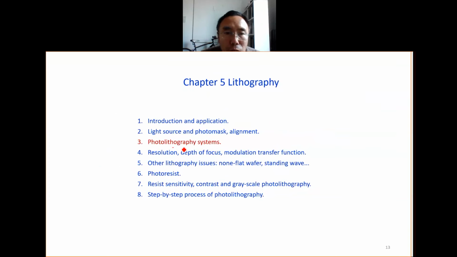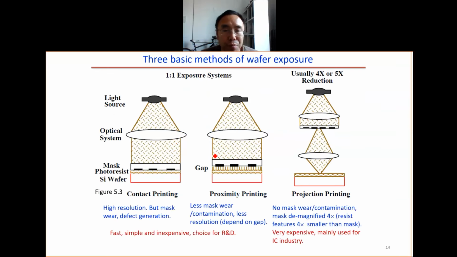So now let's look at photolithography systems. Normally the easiest way to do the lithography is you put your mask on top of the photoresist, which is on top of the silicon wafer. You shine the light through the mask, and this will be done. This is called contact printing. We have no gap. The good thing is that this gives you a very high resolution, but there is mask wear out and defects because there is contact. The mask will be worn out.